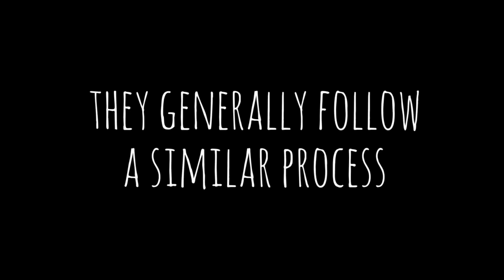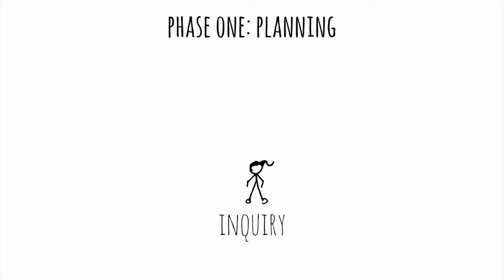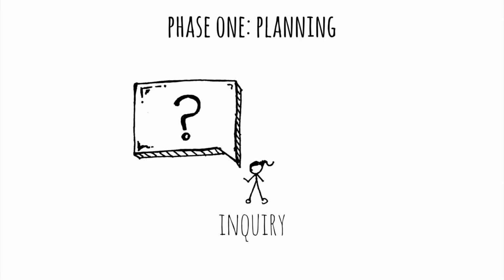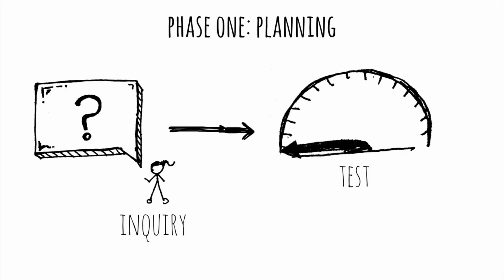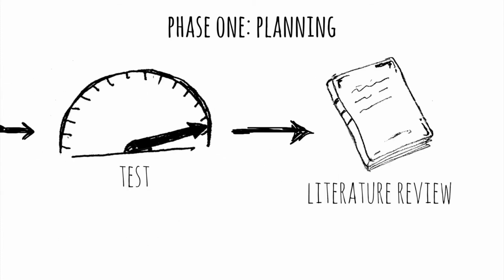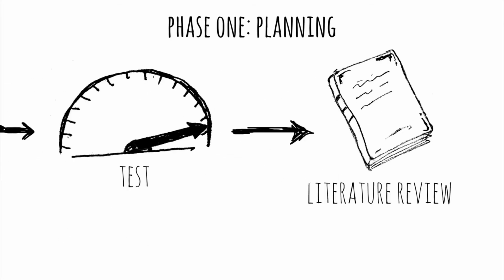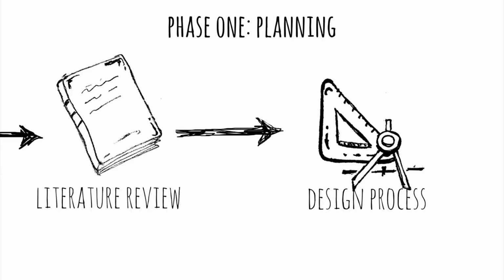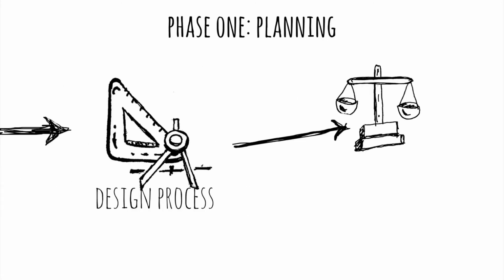You start out in phase 1, planning for research. Here you begin with inquiry, where you define a specific research question. It needs to be something that can actually be tested. Next, you conduct a literature review to gain a deeper understanding of the topic. Finally, you move into the design process, where you determine your data methods, consider ethical issues, get the required permissions, create deadlines, and set up the systems.